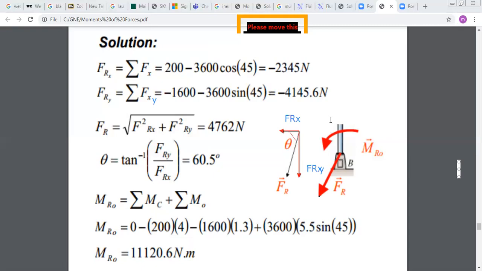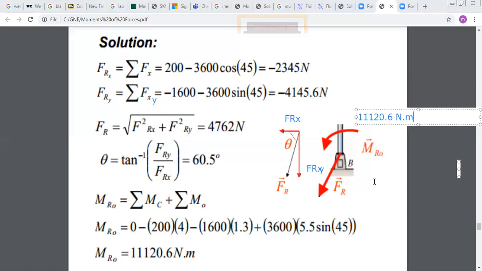But if you move all your forces to point B, in order to ensure that you have equivalent systems, you should add the couple, which is equal to the total moment of all forces in your system about B. This is why we calculated the total resultant moment about point B. We got it's equal to 11,120.6 Newton meter. So you can say that if I take my force to B, I should add the couple equal to 11,120.6 Newton meter.